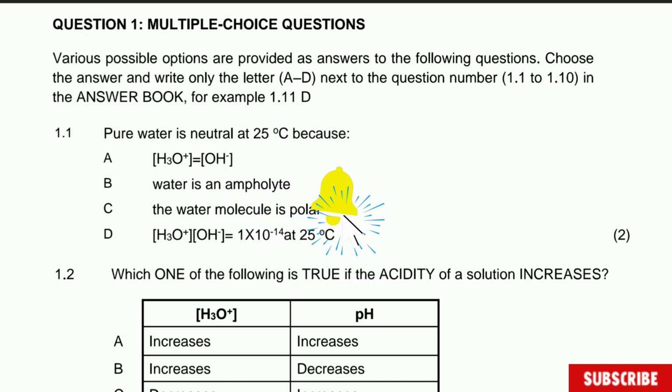Question 1 is a multiple choice. You choose which one is the correct answer. Question 1.1, the pure water is neutral at 25 degrees because the concentration of H3O plus is equal to the concentration of OH minus. That is the answer. There's nothing to say. If the substance is neutral, it's because the concentration of OH minus and H3O plus are equal. So the correct answer is A for this question.